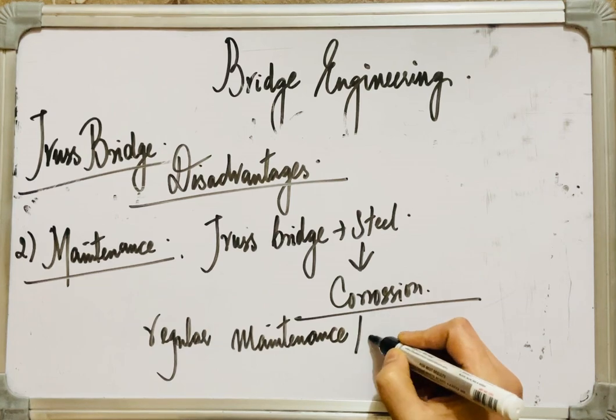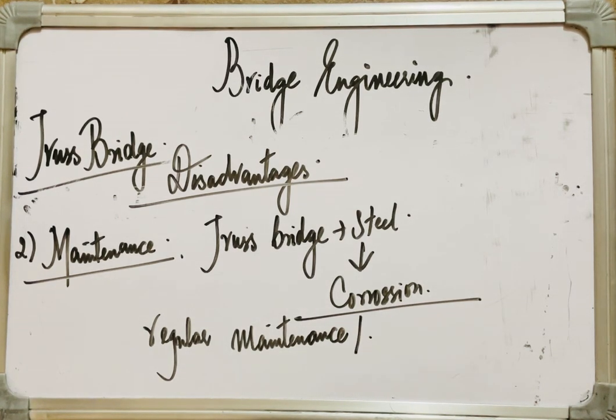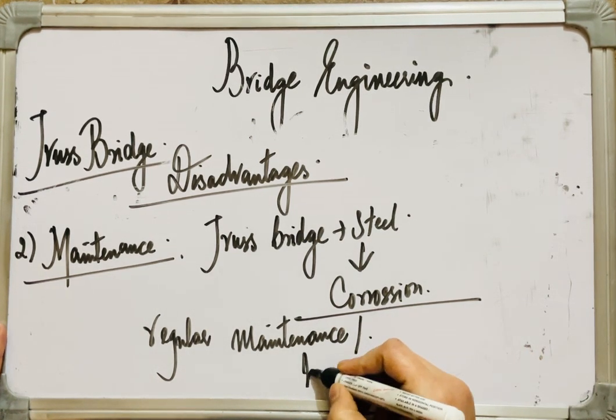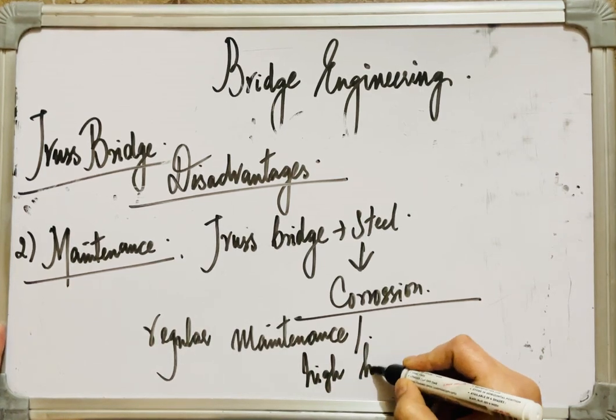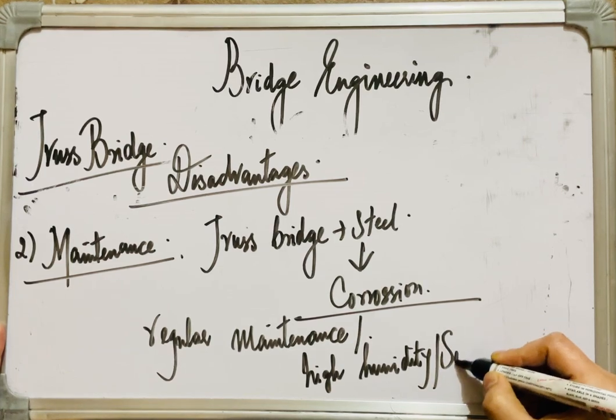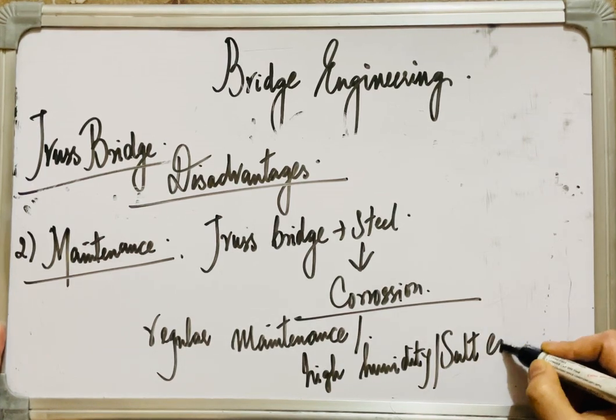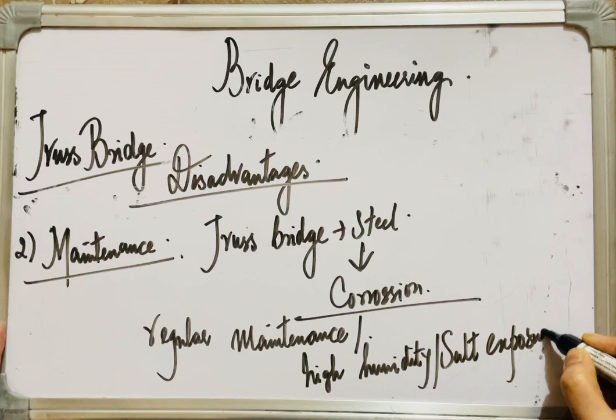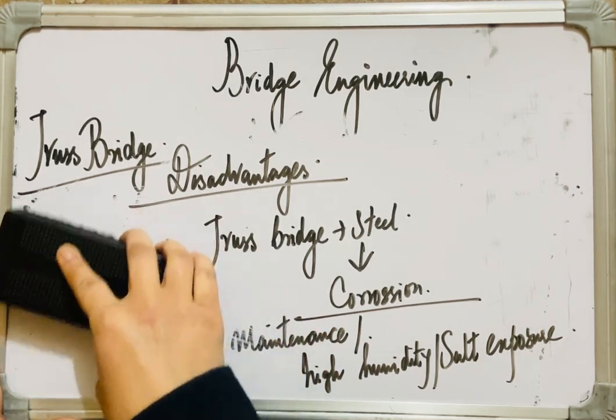Especially in the environments where there is high humidity or salt exposure. In those environments, they are more vulnerable to corrosion, thus they require regular maintenance. This is the disadvantage of these steel truss bridges.